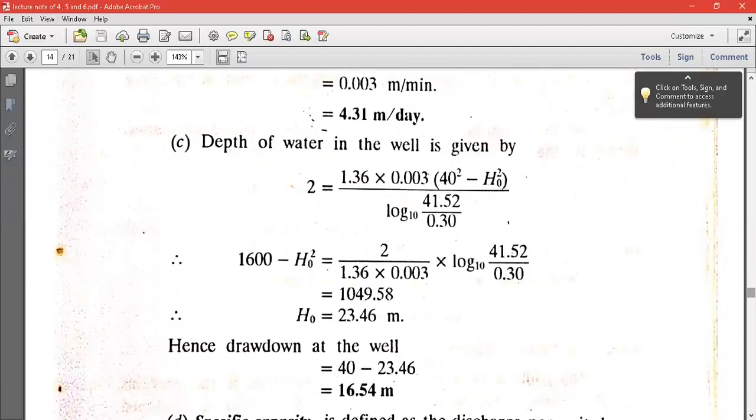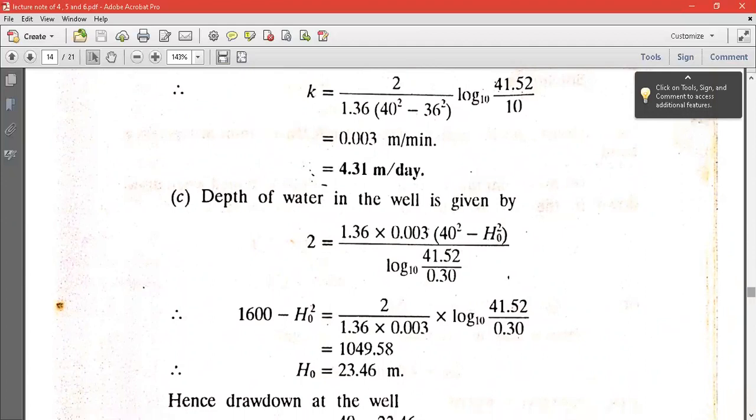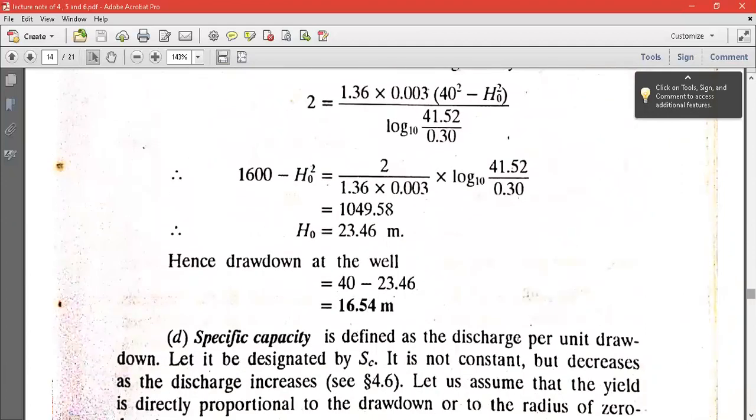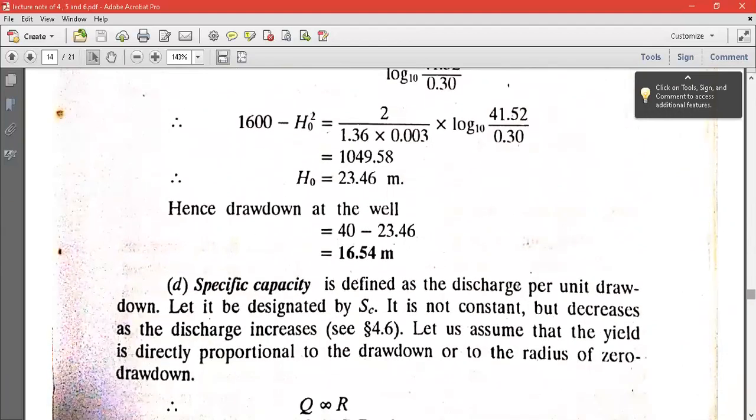So drawdown of the well will be 40 minus 23.46, that is 16.54. But you must have observed one thing, that here we have considered the well radius, that is 0.3 meter, because here we are interested to find out the value of h after drawdown in the well itself. So the third answer also we have found out, that is the drawdown at the well is 40 minus 23.46, it is 16.54.